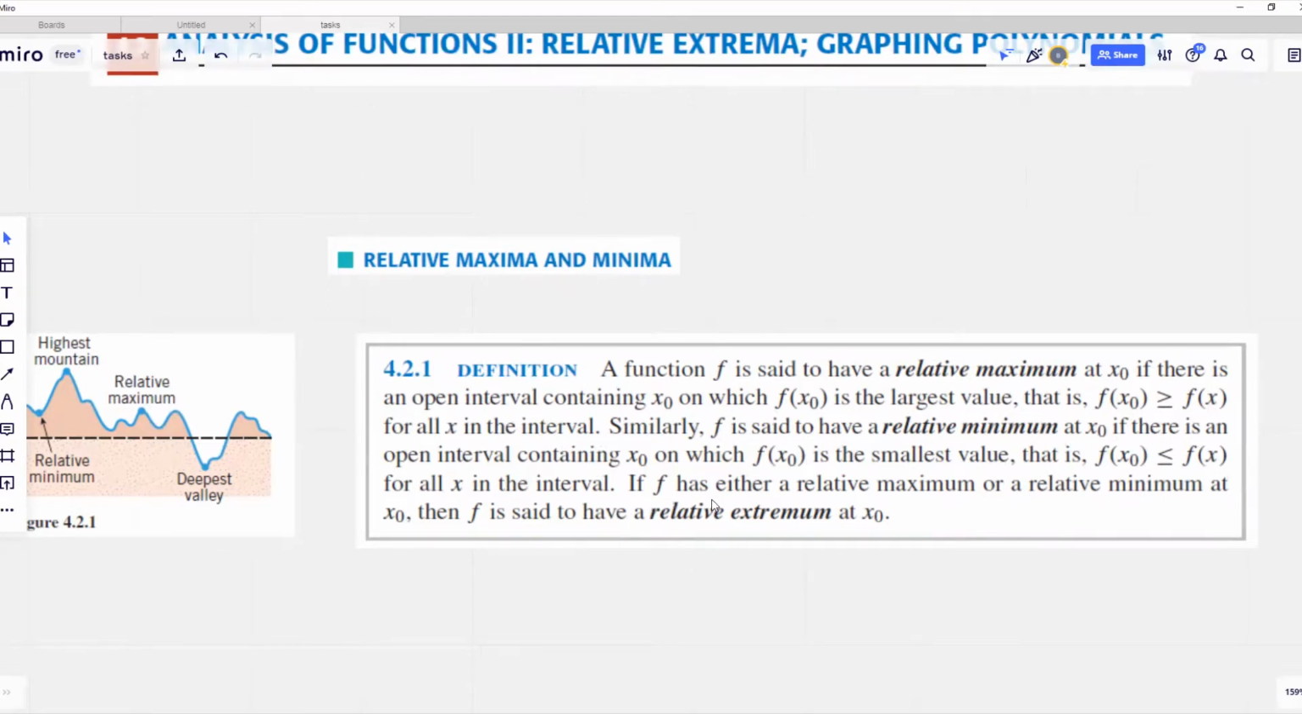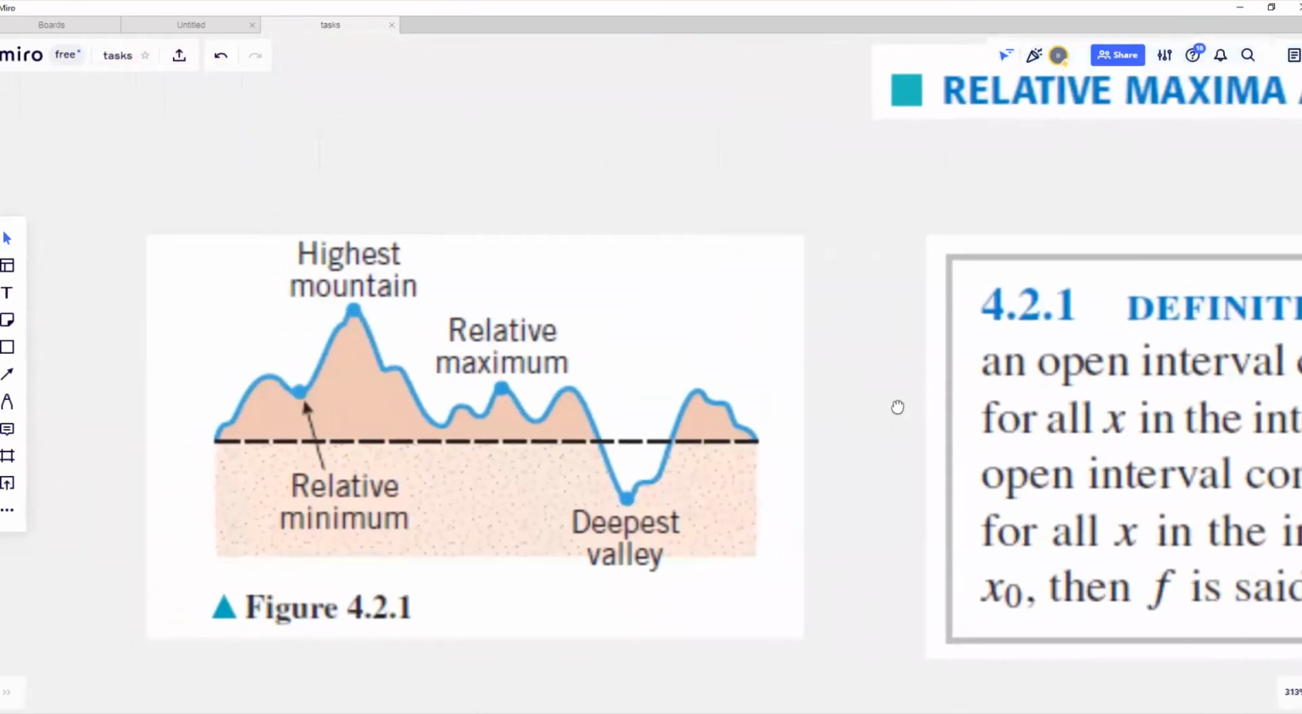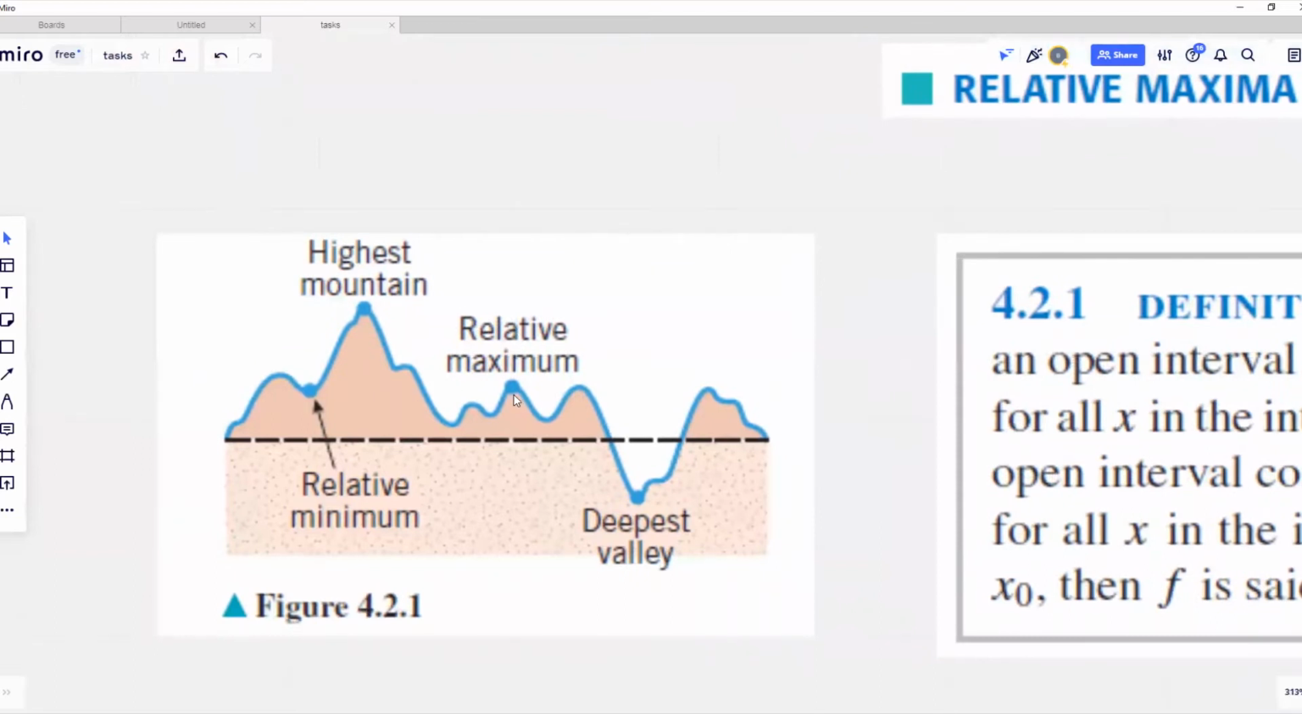Then if f has either a relative maximum or relative minimum at x0, then f is said to have a relative extremum at x0. So as we said before, if we are looking at a relative maximum point, for instance, here, then this is the largest value attained by the function on some open interval surrounding this value x0.